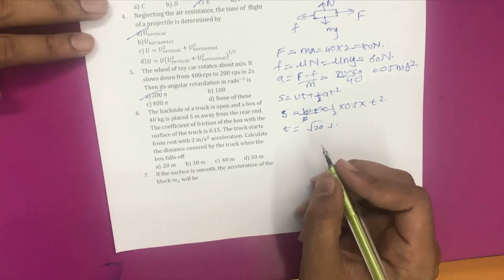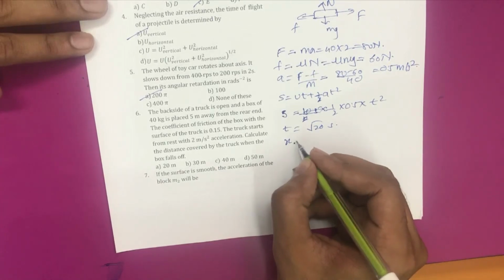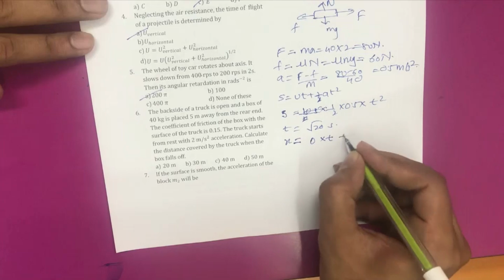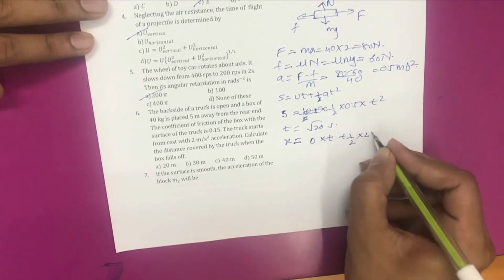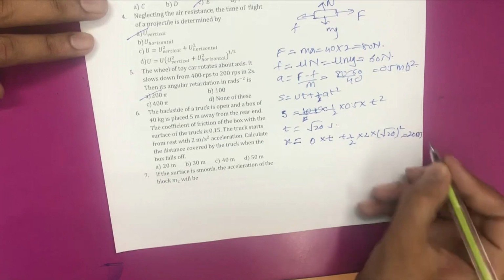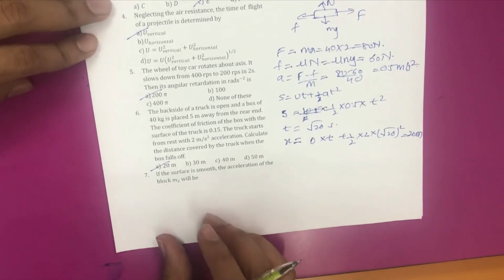During this time the distance covered by the truck would be x equals 0 multiplied by t plus half multiplied by 2 multiplied by root of 20 square, which comes out to be 20 meters. So correct answer would be option A, 20 meters.